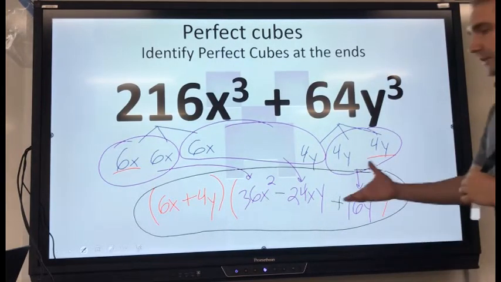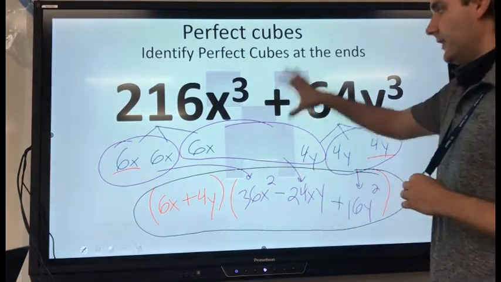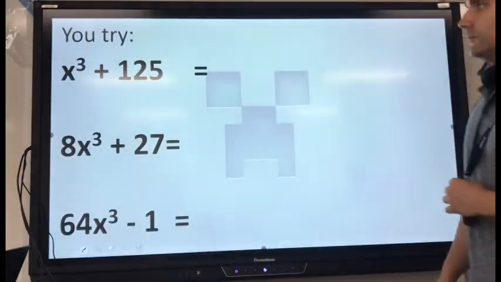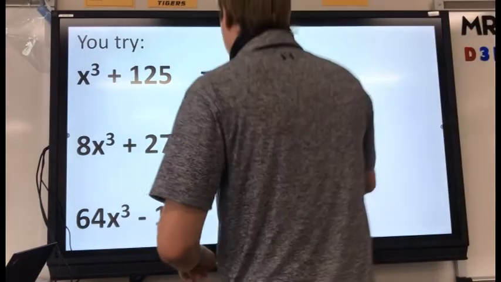We're not going to use the formula, although you could, but there's a lot of common mistakes that happen with plugging into that formula. This method is a lot easier. So let's see how you do. Okay, let's check our work.